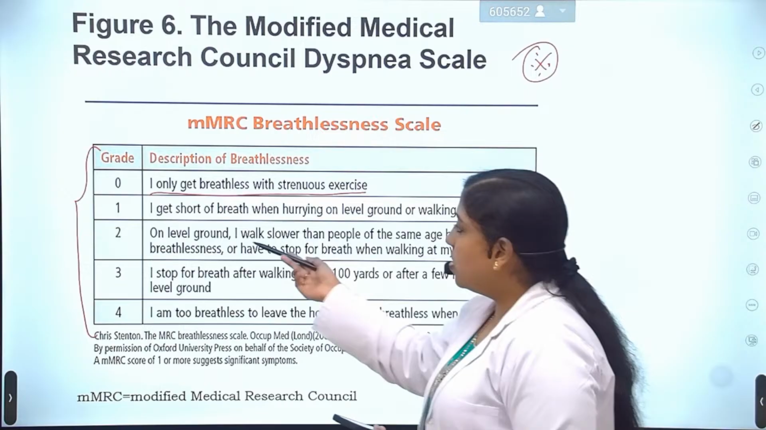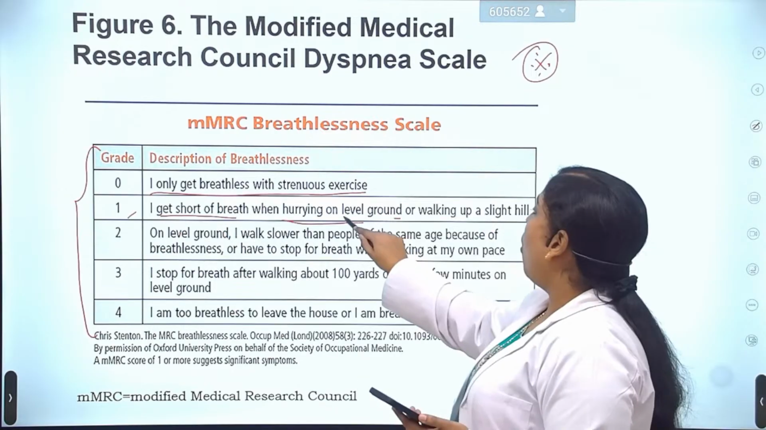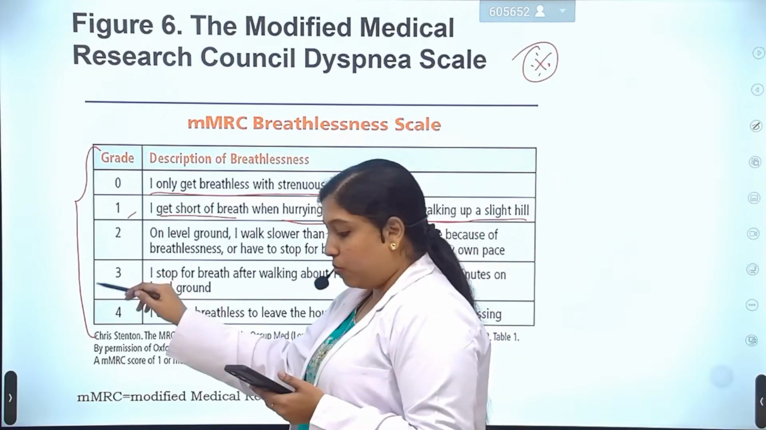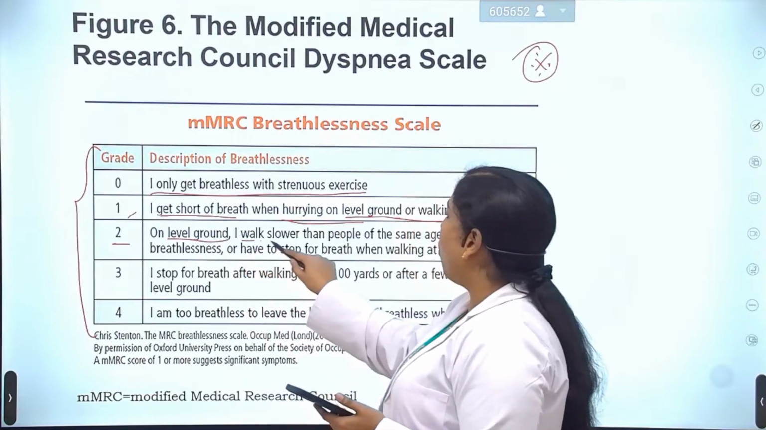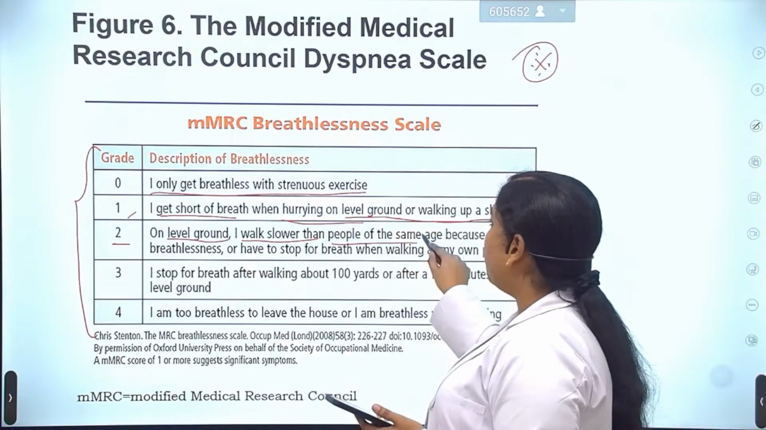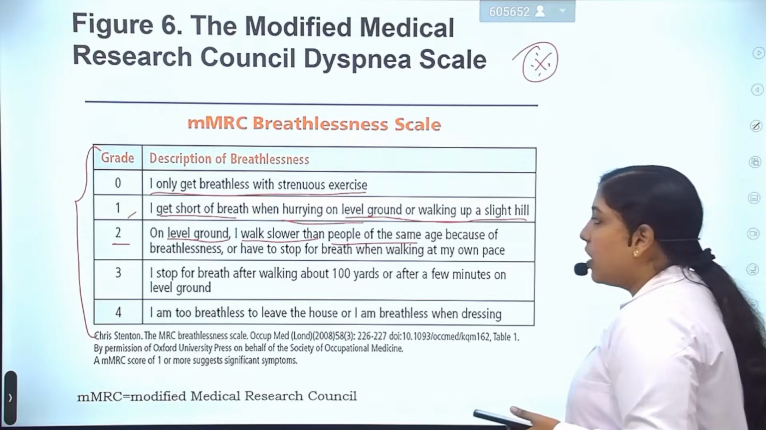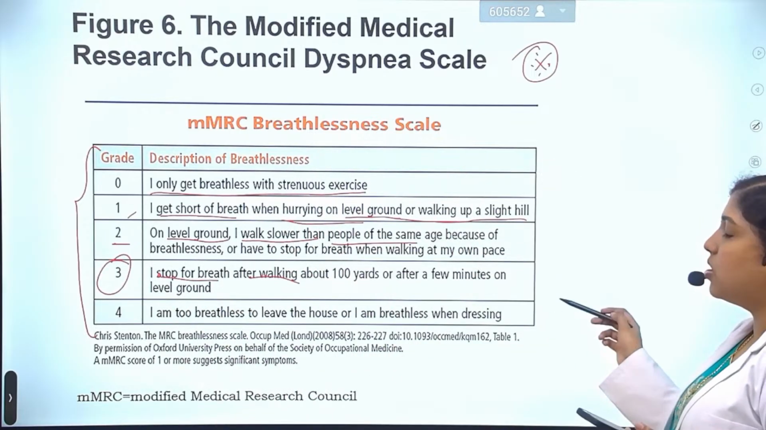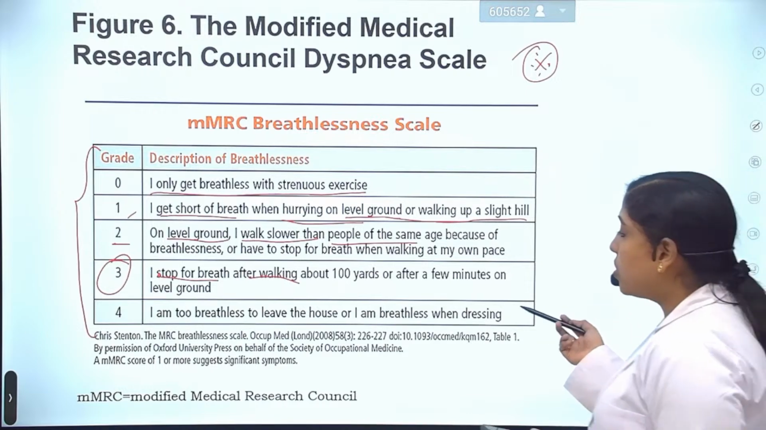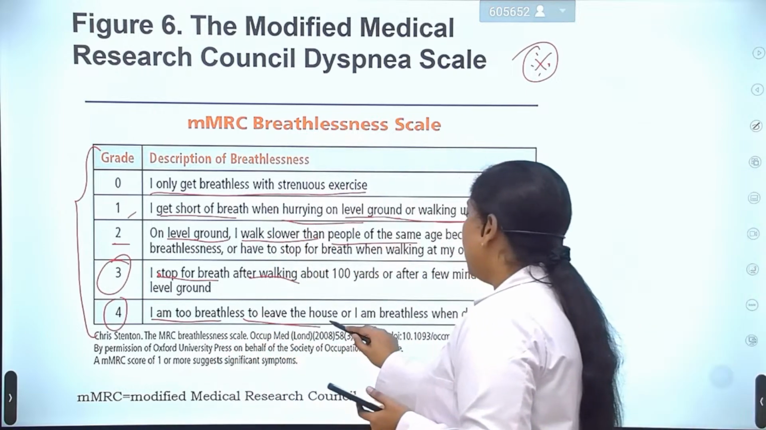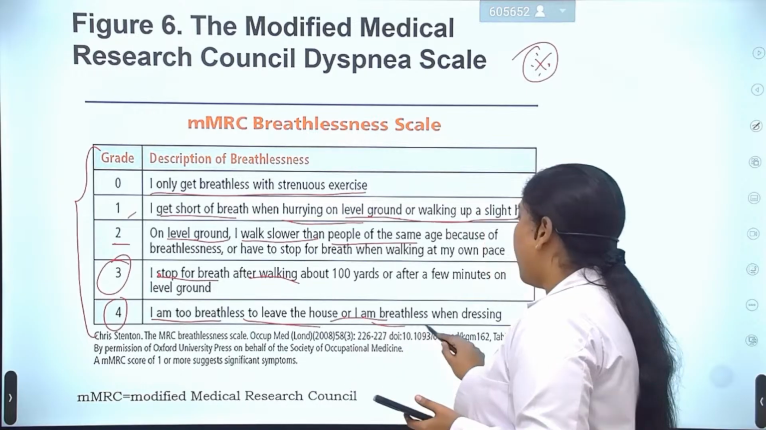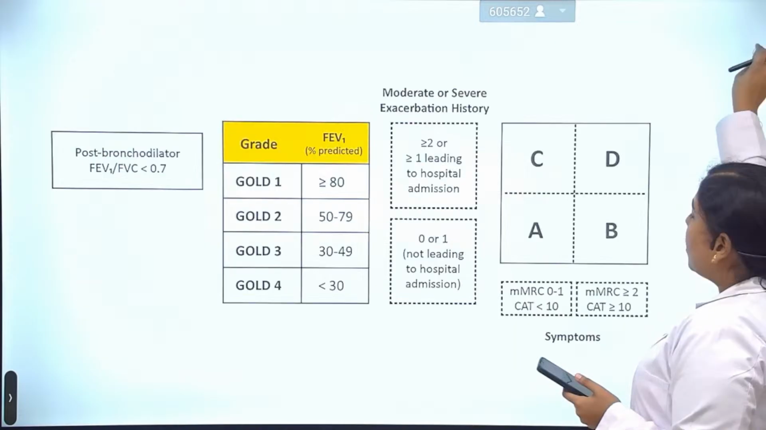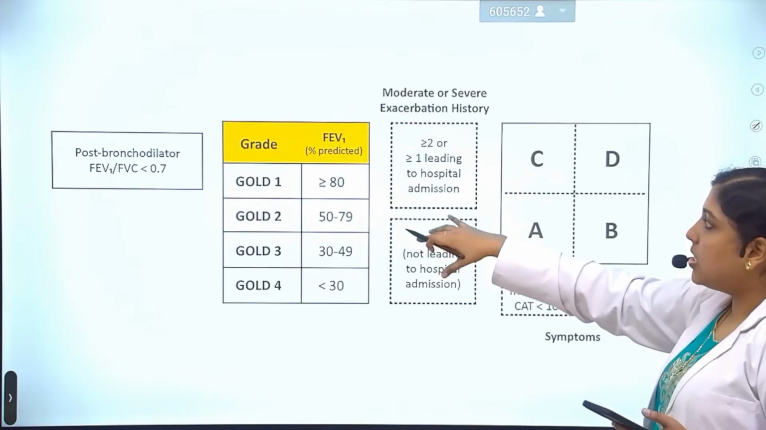Grade 1: I get shortness of breath when hurrying on level ground or walking up a hill. Grade 2: on level ground, I walk slower than people of my age. Grade 3: I stop for breath after walking about 100 yards or after a few minutes on level ground. Grade 4: I am too breathless to leave the house, or I am breathless when dressing. These are the limitations.